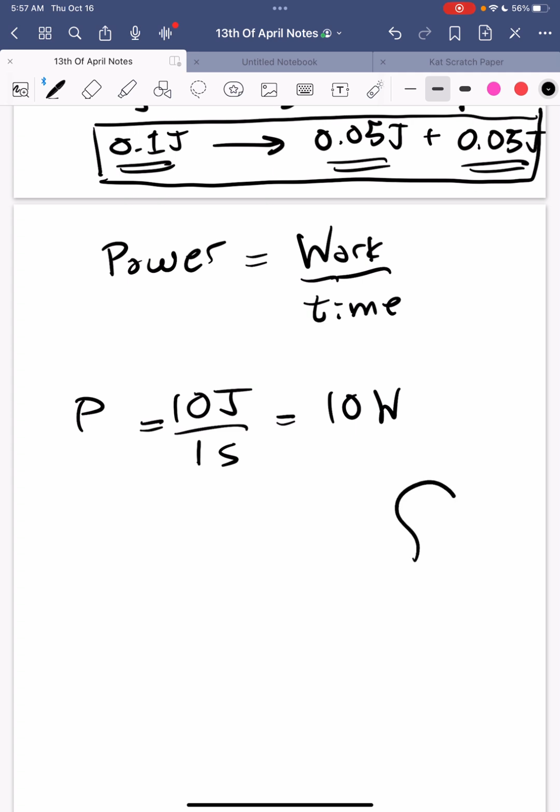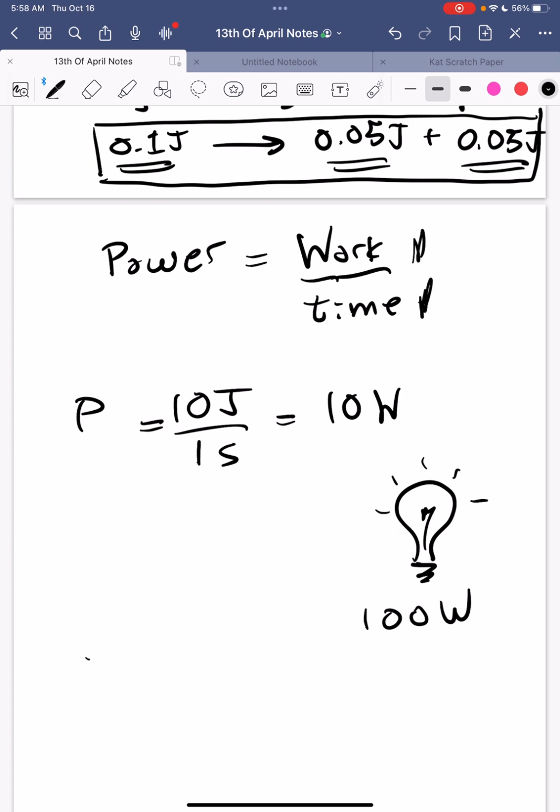A typical light bulb is something like 100 watts. So this gives you a rough idea of what power is. So 100 watts is that. It's the rate of work at which you have some amount of energy, how fast you're doing it.